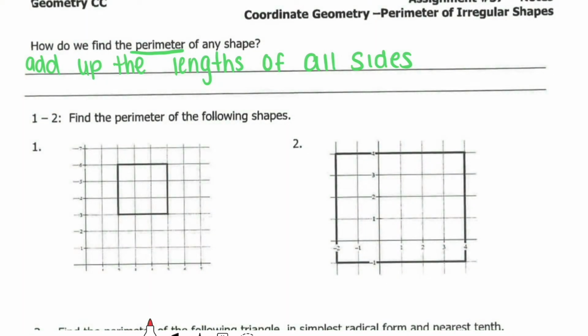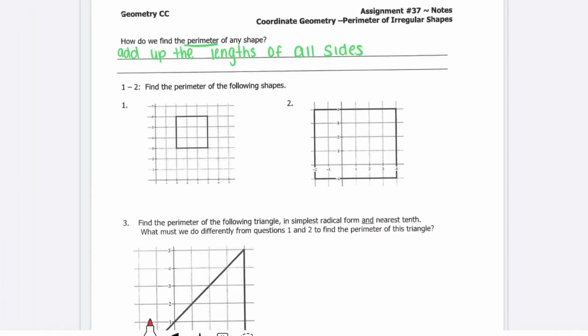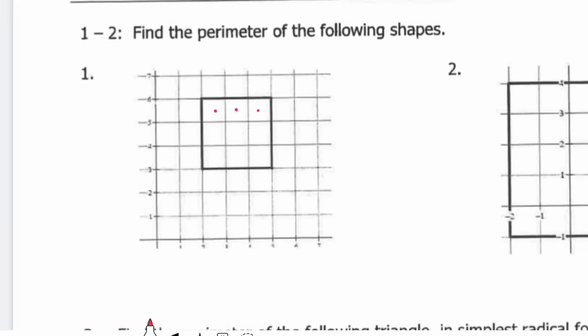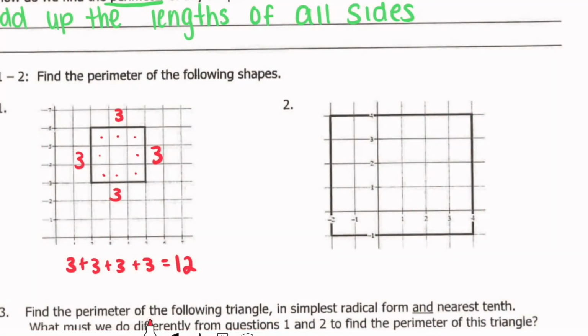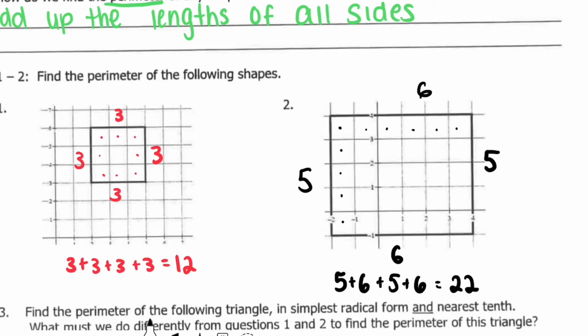So when I have a perimeter looking nice, like I have for number 1 and 2, I am able to just count the boxes on each side. So I have 3 on all sides here. This is a square, so the perimeter is just 3 plus 3 plus 3 plus 3, which is 12. And then same thing here, I'm able to just count 1, 2, 3, 4, 5 on each side, and then 1, 2, 3, 4, 5, 6 on each width. So I just add 5 plus 6 plus 5 plus 6, which gives me 22 as the perimeter there.